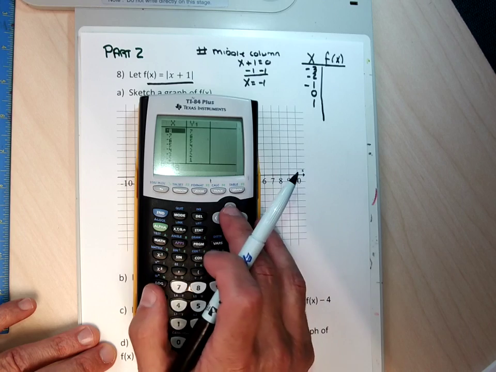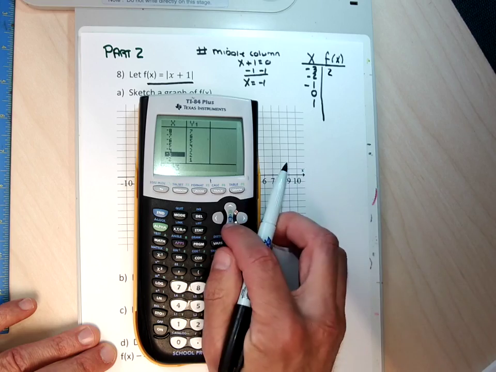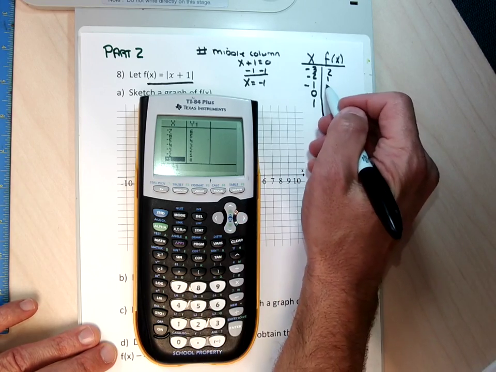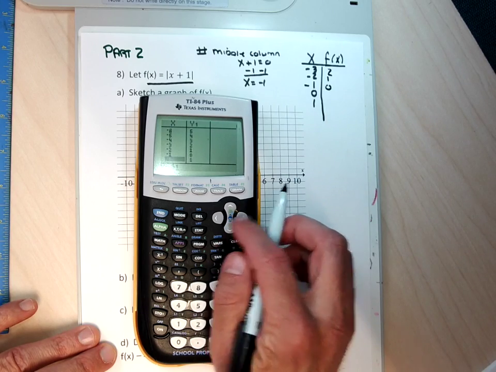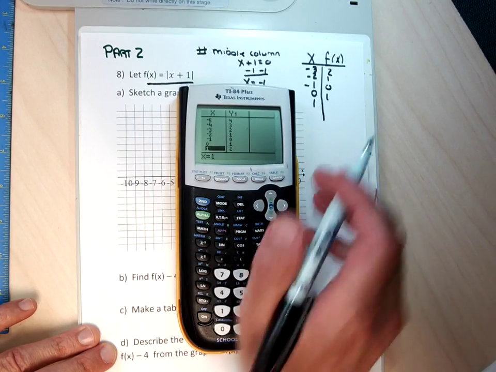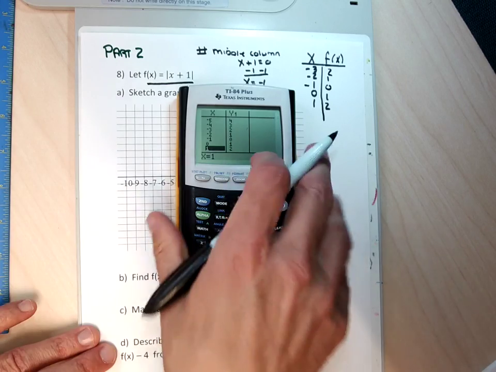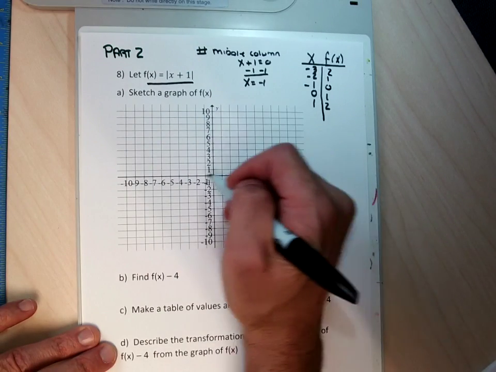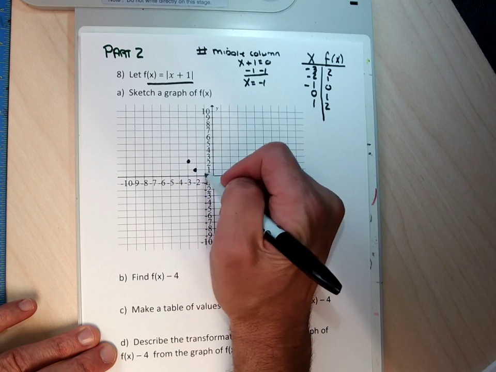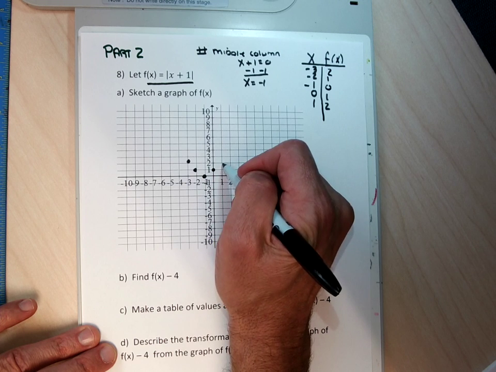Second table, next to -3, I get 2. Next to -2, I get 1. Next to -1, I get 0. Next to 0, I get 1. And next to 1, I get 2. So I'm going to plot those points on my graph. I'm going to plot the points -3, 2; -2, 1; -1, 0; 0, 1; 1, 2.